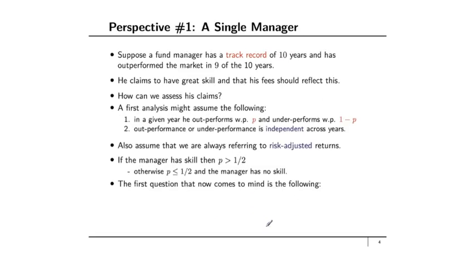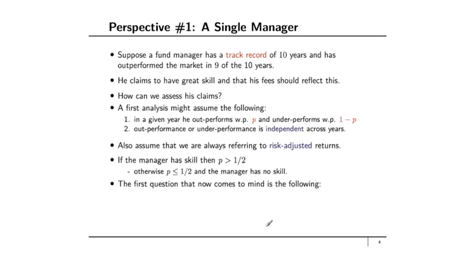So to see our first perspective on this problem, consider the following situation. Suppose a fund manager has a track record of 10 years, and that this fund manager has outperformed the market in 9 of the 10 years. The fund manager claims to have great skill, and that his fees should reflect this. What we want to know is, well, how can we assess his claims? Does he really have great skill?